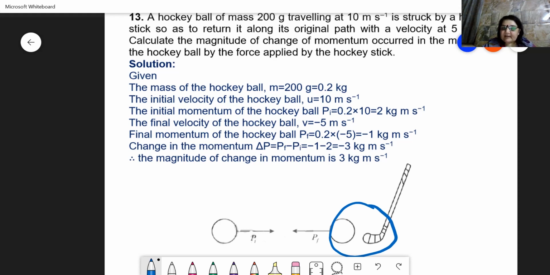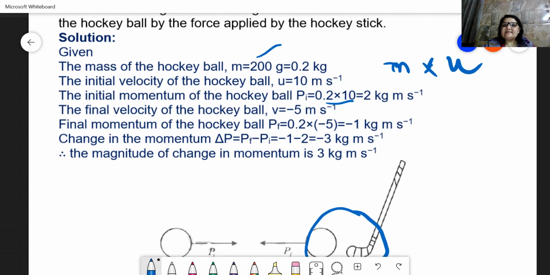When it is coming towards it, then it will be plus. So you can see the mass of the ball is 200 grams, 0.2 kg. u is equal to 10 meter per second. So what is the initial momentum? Initial momentum will be m into u, as you know. The formula is m into u. So I've just used it here. 0.2 into 10 is equal to 2 kilogram meter per second.